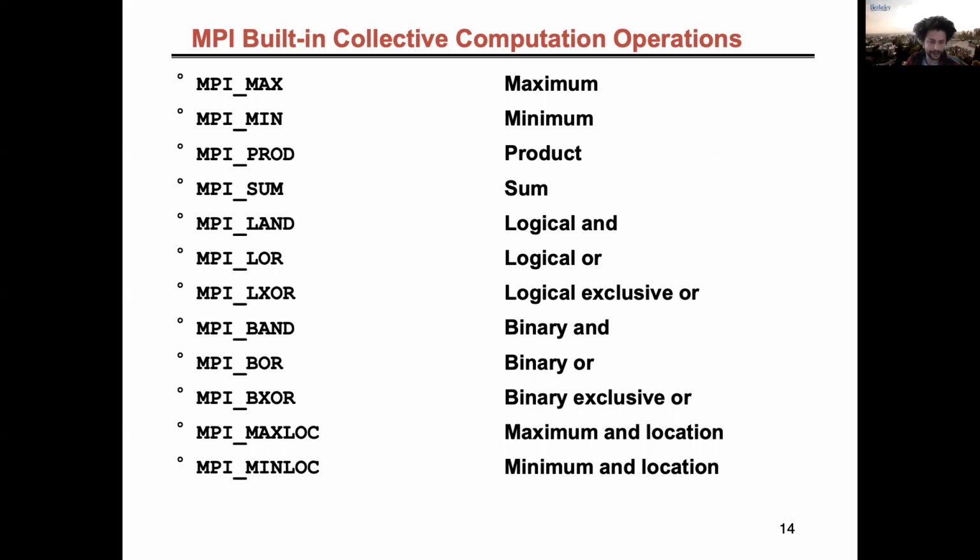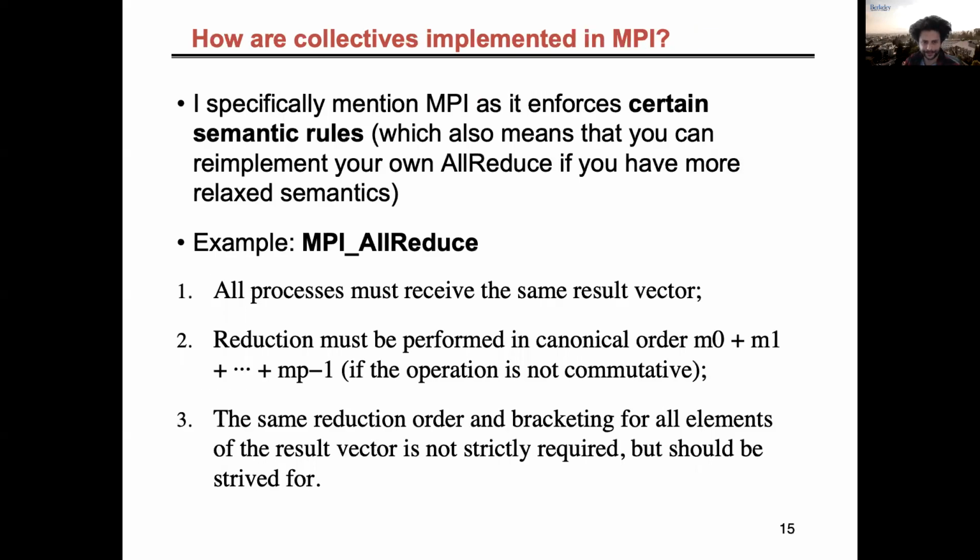They actually do some more convenient things, like finding the location of the maximum element, which can come in handy in certain operations. There is some semantics you might want to know: if the operation that's given is not commutative, then the MPI implementation performs the reduction in the canonical order. But if it is commutative, it can do practically any order.